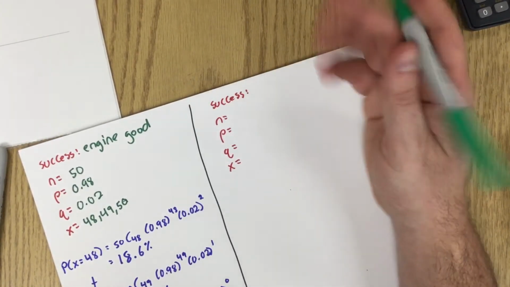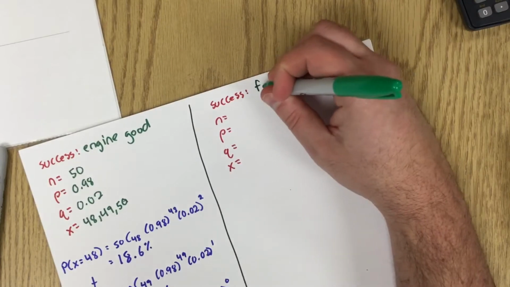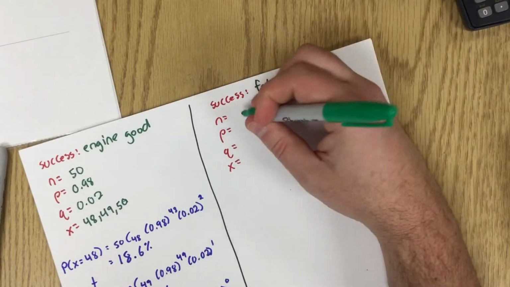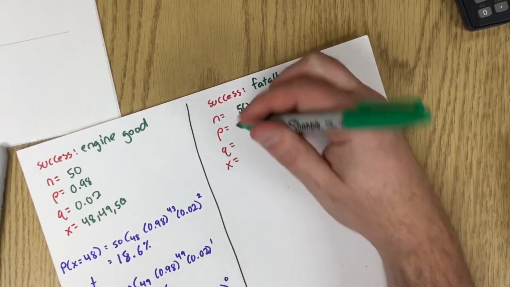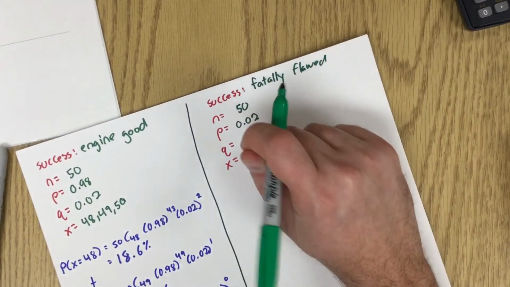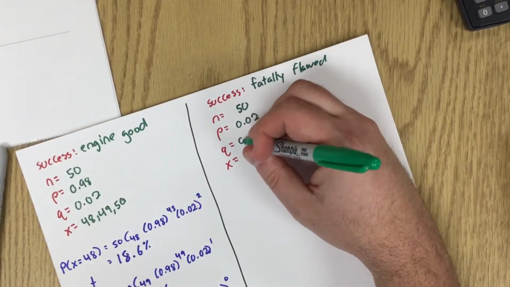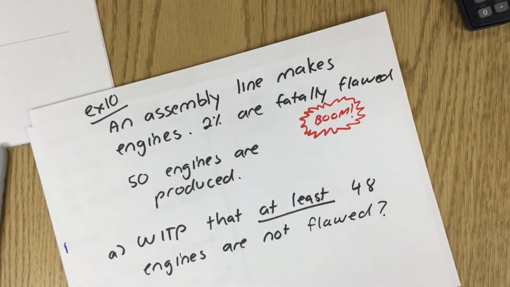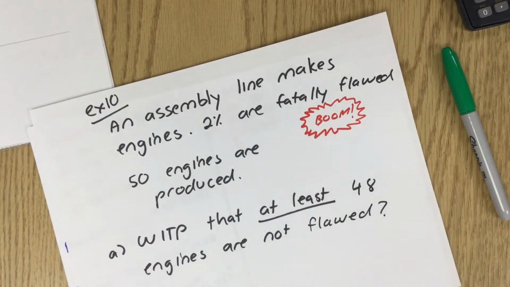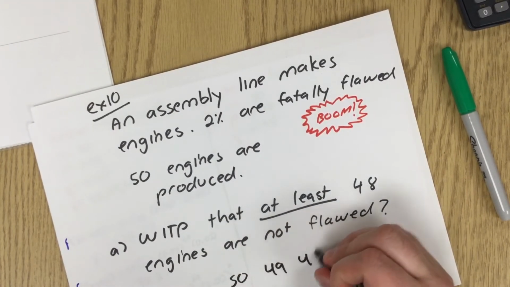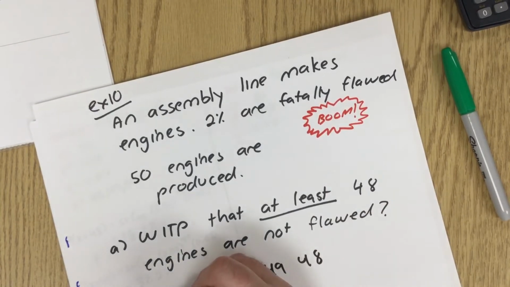So, obviously, the opposite of what we could say is that success is fatally flawed. So we still have 50 trials. Now the probability of it being fatally flawed is 0.02. The probability of it not being fatally flawed, of it being good, is 0.98. Now the question is, what is x going to be? So we want at least 48 not flawed, right? So I think we have 50, 49, 48. These are the good ones.